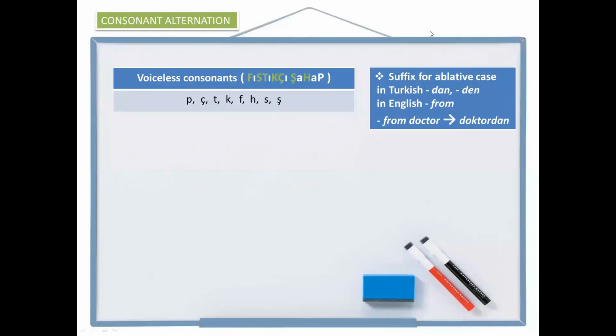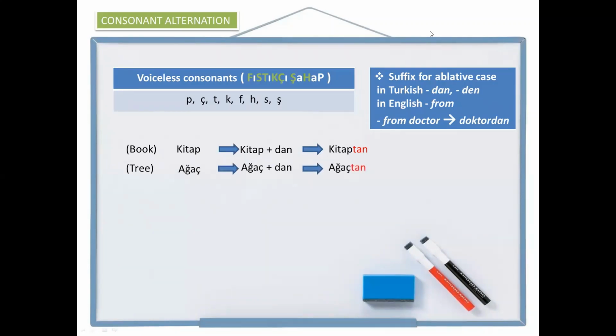Okay, how about for ablative case? Kitap. I want to say from book, kitaptan. P, the last consonant, is a voiceless one, so it's going to be kitaptan. Ağaç, tree. I want to say from tree, ağaçtan. Ç is a voiceless consonant, so it's going to be ağaçtan. Kağıt, paper. I want to say from the paper, kağıttan. T is a voiceless consonant, so it's going to be kağıttan.